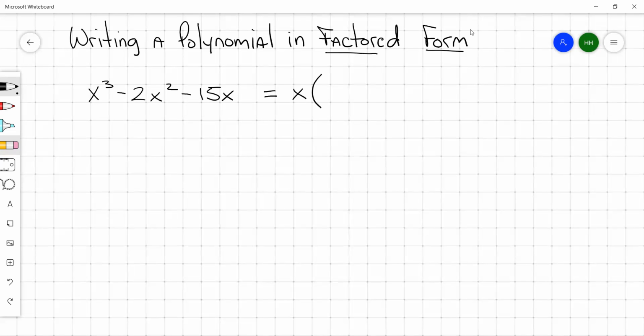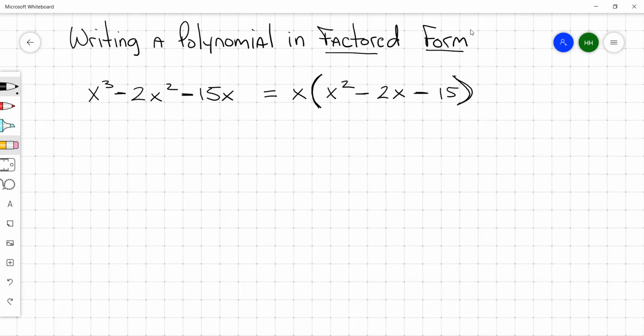So x goes into x to the third, x squared times. If my first symbol is minus, then my first symbol is minus. Then I divide x into 2x squared, and I get 2x. If my next symbol is minus, then my next symbol is minus. And then I divide the 15x by x, and 15x divided by x is 15. There's your first step.